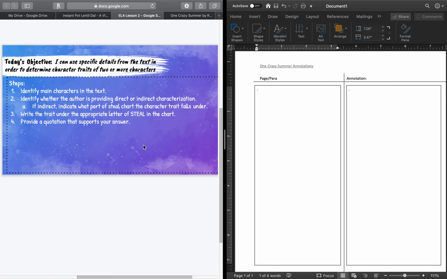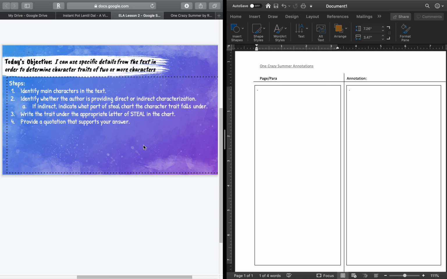Now, oftentimes, especially in the beginning of the text, the author will tell us what a character is like, but they also show us because that's how the book becomes interesting, right? If they just tell us what's happening in the text, it can get really bland and really boring. But if they show me what a character is like, how they affect other people, what they're thinking, what their attitudes are like, then it makes it a little bit more interesting for us to read. So we're going to identify whether the author is providing that direct or indirect characterization.